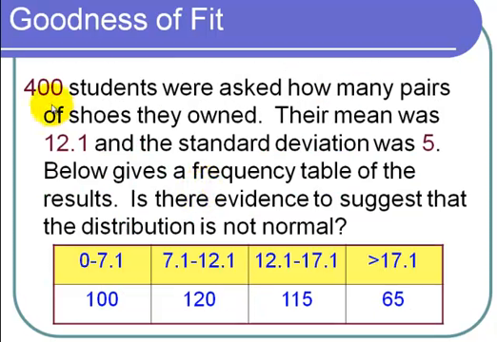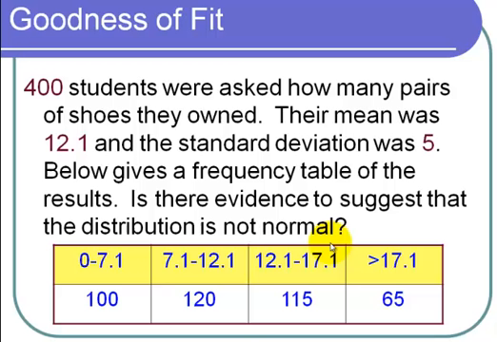So here we have, again, 400 students were asked how many pairs of shoes they owned. Their mean was 12.1, and the standard deviation was 5. Below gives a frequency table of the results. Is there evidence to suggest that the distribution is not normal?